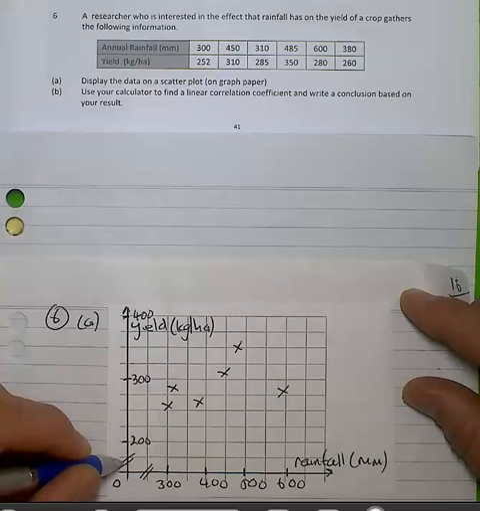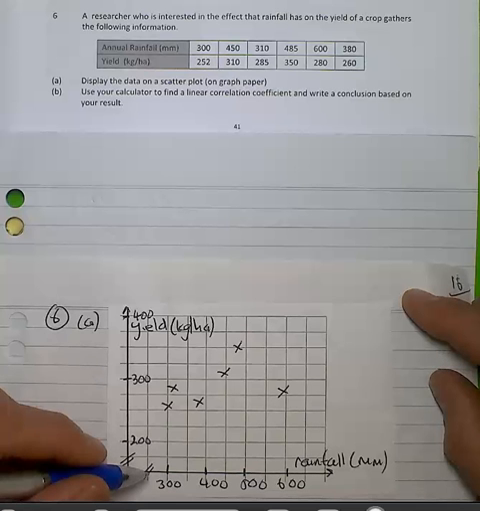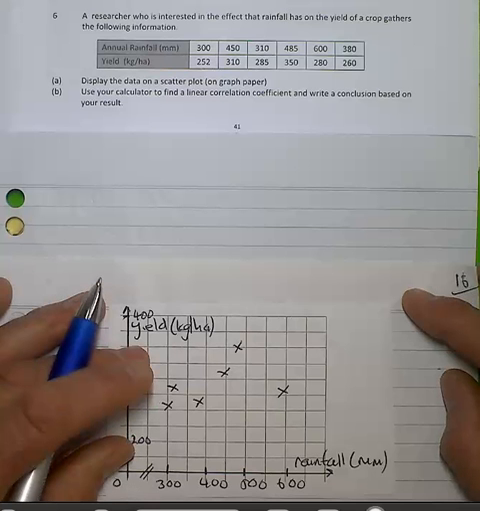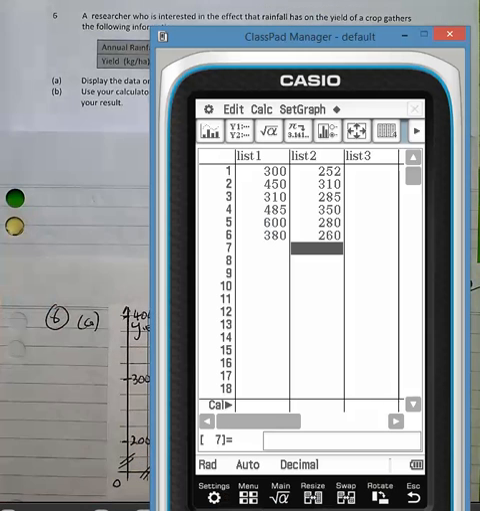I've chosen grid paper again, staggered it because we're not interested in getting crop yield out of places where it doesn't rain. It's not going to happen. So you can see I've staggered my axes and sketched it through. The next thing I would then do would be to enter the information onto my calculator.